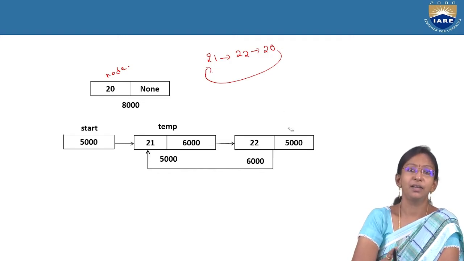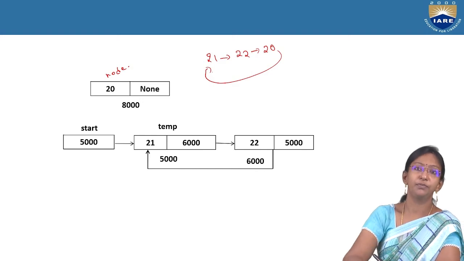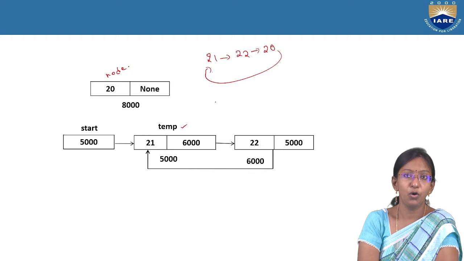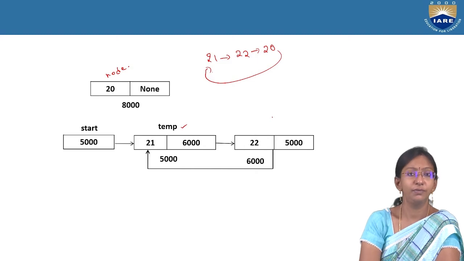To accomplish this task, I'm going to name the first node as temp. And I'm going to take the hops until I reach the node whose next part is the first node's address. Very simple.